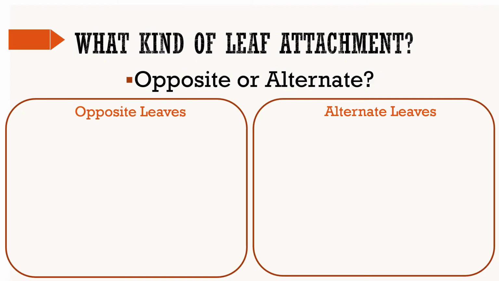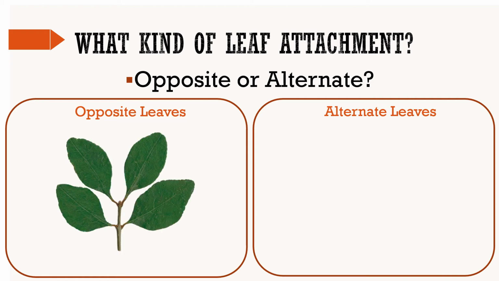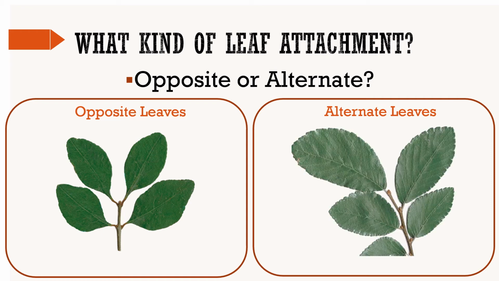So we're considering whether trees have opposite leaf attachment or alternate leaf attachment. Here's an example of opposite. You can see how each leaf is opposite its counterpart. They're both at the exact same level. And here is alternate leaves. You can see how there's only 1 leaf at each level. Then on the opposite side, a little bit higher is another leaf. And on the other side, a little bit higher is another leaf.